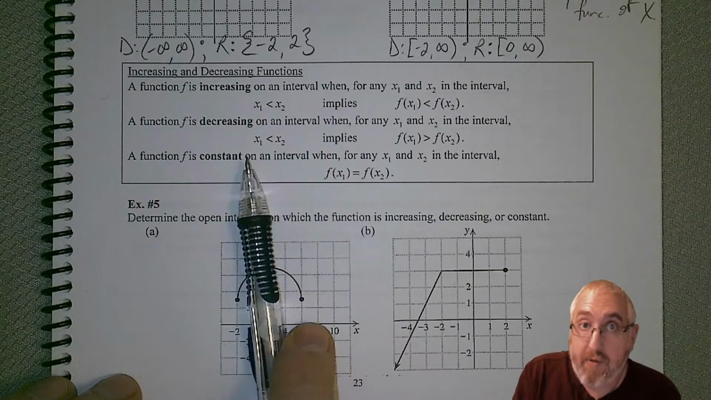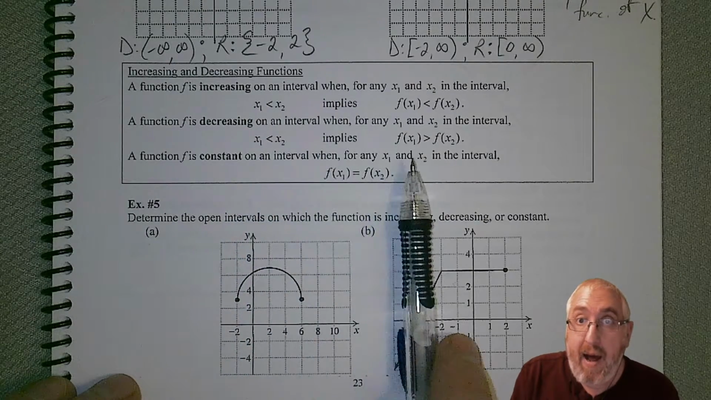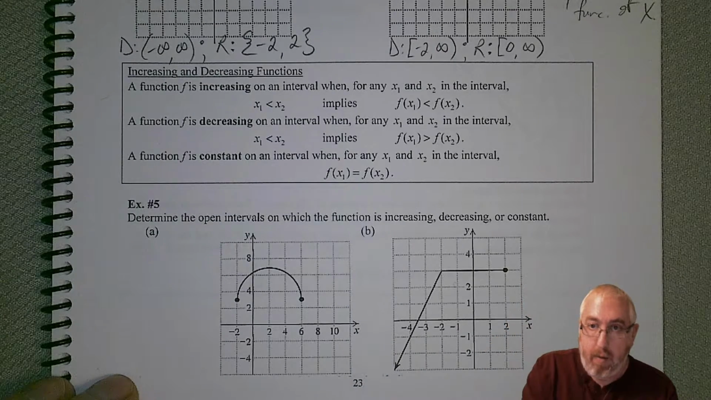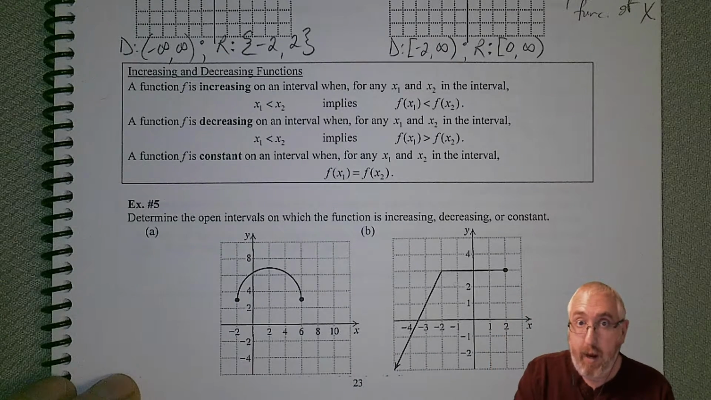All right, and now decreasing, you can probably guess pretty quick. So again, we're going from left to right still. And now the y values get smaller. So now you're going downhill as you go from left to right.